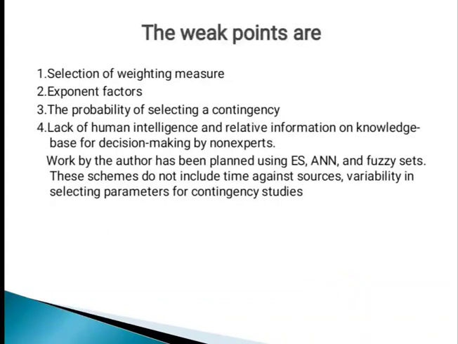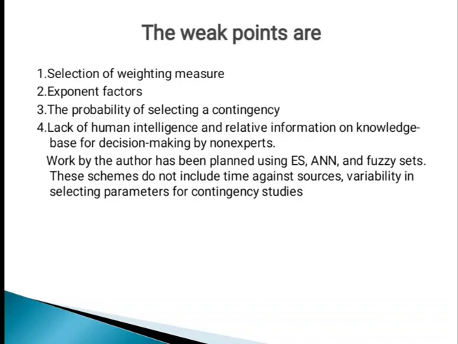Now let us study the weak points. Usually the static security assessment is well known for the classical power system. What are the points that make the system weak? The very first one is the selection of the weighing measure. How are we going to measure that? That is the very first weak point. Then exponent factors. What type of exponent factors are we going to consider? Then the third point is the probability of selecting a contingency. How are we going to select the contingency level?